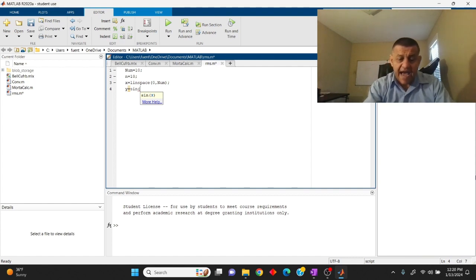So we need to do x, the linear space, times pi. And one thing about beautiful MATLAB is that it will calculate that as actually 3.14, which is pretty cool, I think. Now, what do we do? We take that.